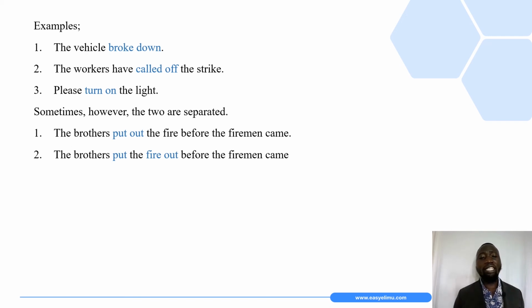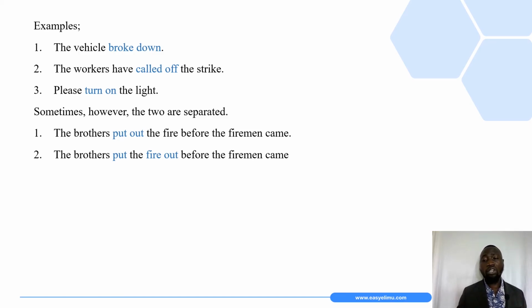Sometimes, however, the two words in a phrasal verb are separated. Examples: number one, the brothers put out the fire before the firemen came. The phrasal verb here is put out, formed by joining the verb put and the adverb out. In the first sentence, they have been written together. In the second sentence, the brothers put the fire out before the firemen came, the phrasal verb has been separated. That is, they have been written separately, as you can see.